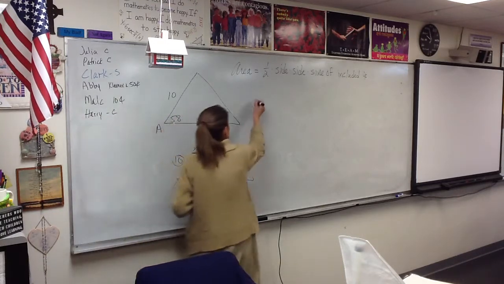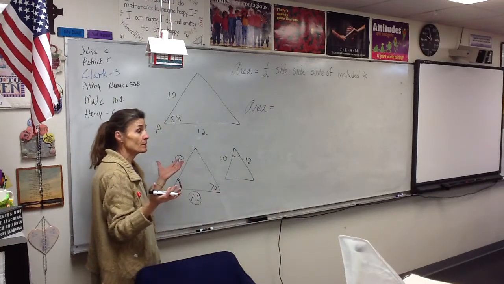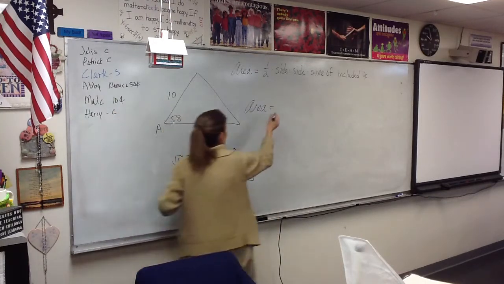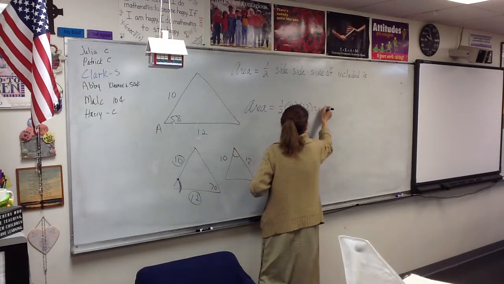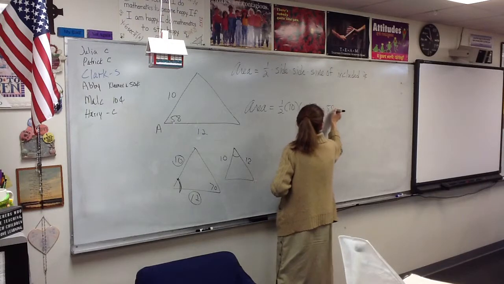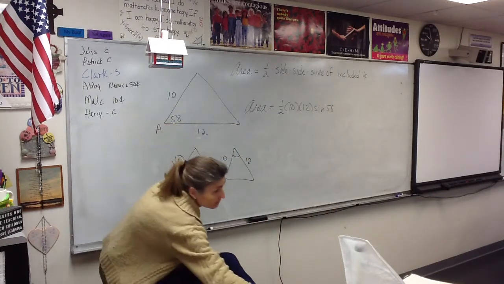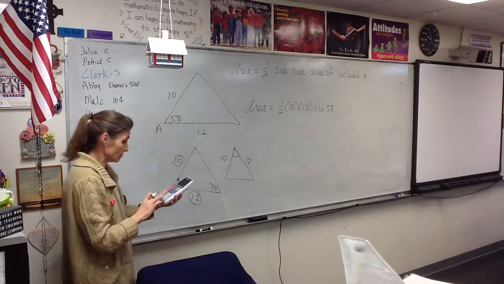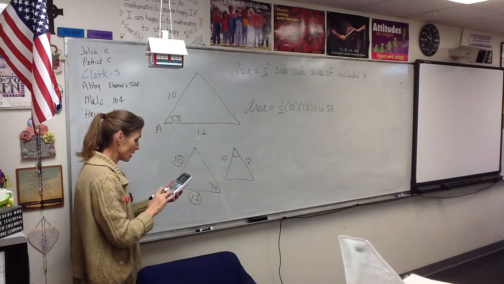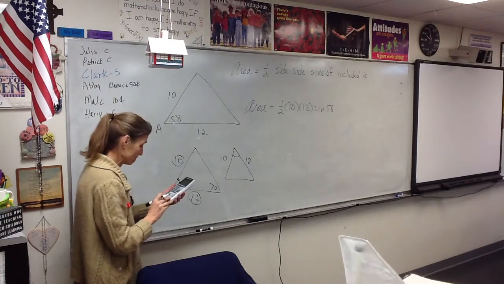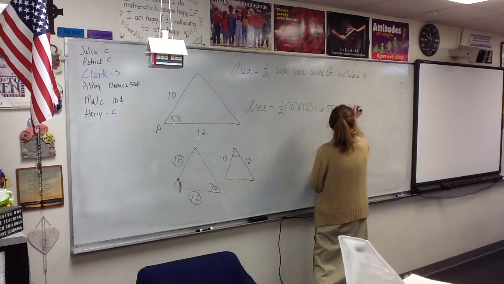So our area, kids, there's no work to show except to write down the formula. The area will be 1/2 times 10 times 12 times the sine of 58. That's it. You've got your area. Nothing to do except type it in. 1/2 times 10 times 12 times sine 58. And that area is 50.88.